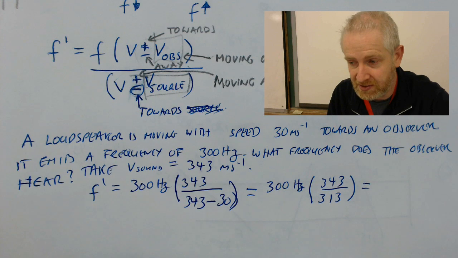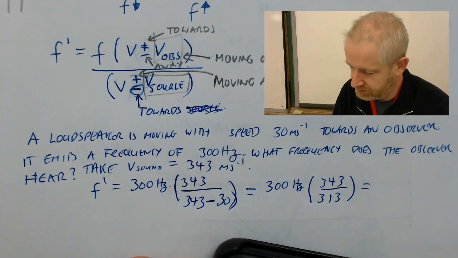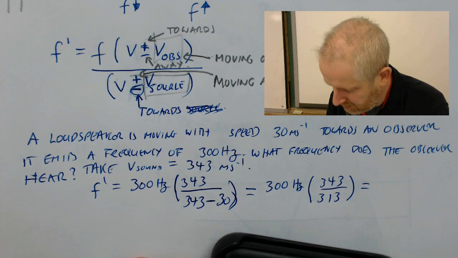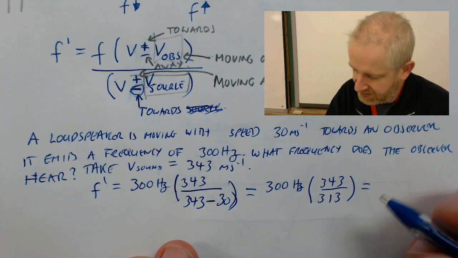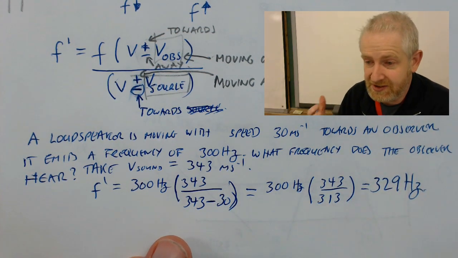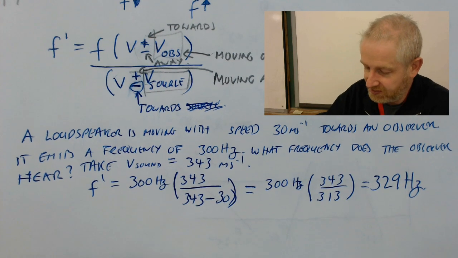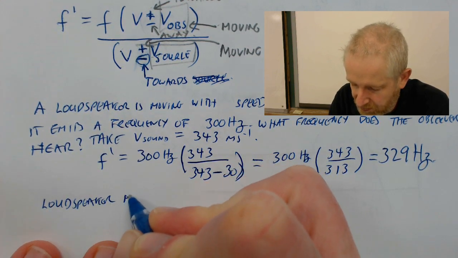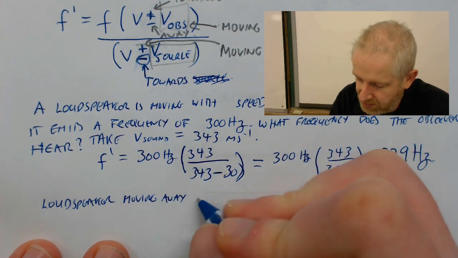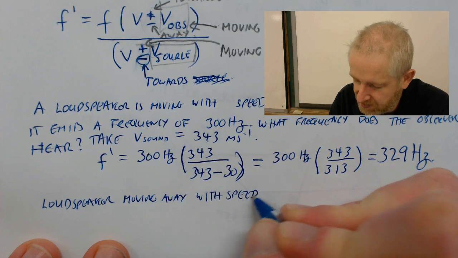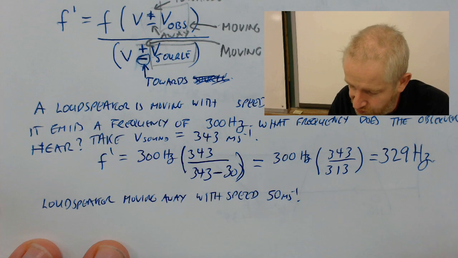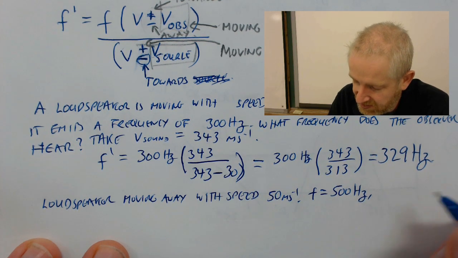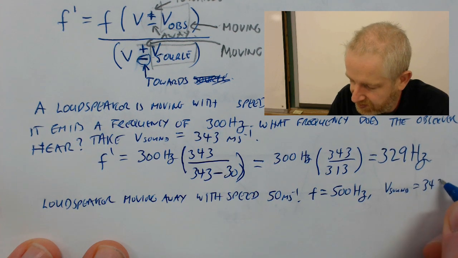Let's put it into the calculator and see what it gives us. 329 hertz. So the frequency that the observer will hear has actually changed. Well, what if the speaker is moving away? Moving away with speed, say, 50 meters per second. Stationary observer, frequency is 500 hertz and velocity of sound is 343 meters per second.